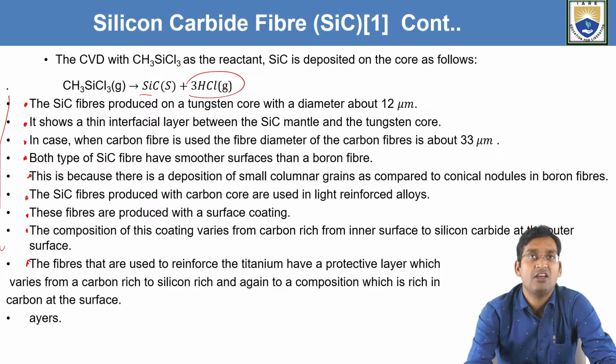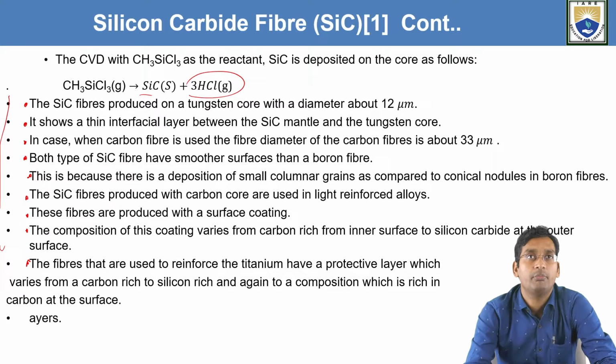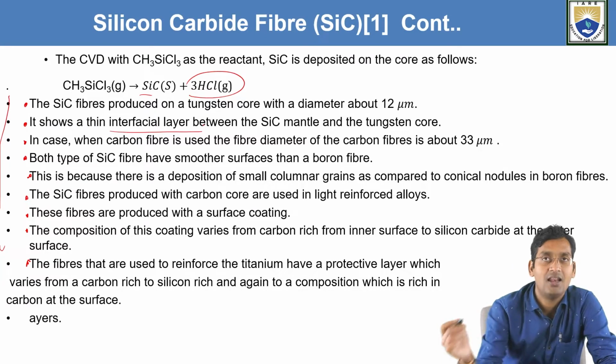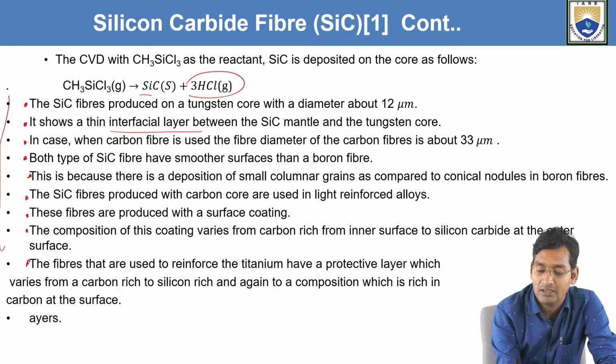The SiC fiber is first produced on a tungsten core with a diameter of about 12 micrometer. It shows a thin interfacial layer between the SiC and the tungsten core. In the case when carbon fiber is used, the diameter of the carbon fiber is around 33 micrometers. So just see, in the case of tungsten, the diameter is 12 micrometer.